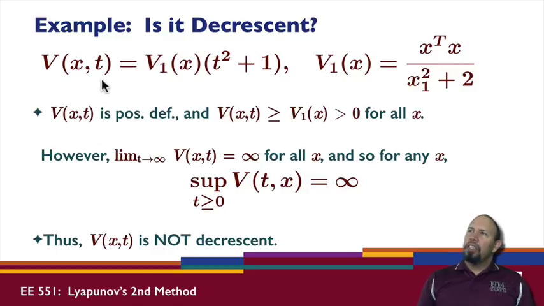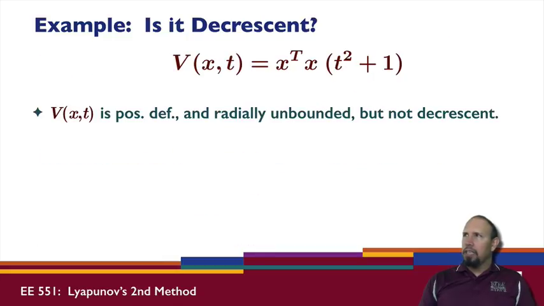All right, for time-varying systems, we had the issue of decrescency. And so we have this condition, and we actually went through and showed that this v is not decrescent. So decrescent depends not only upon the function itself in terms of x, but how the function responds with respect to t. And in this case, it blows up with respect to t, and so it's not decrescent. So we can't have it blowing up with respect to t. The function needs to be bounded with respect to t.